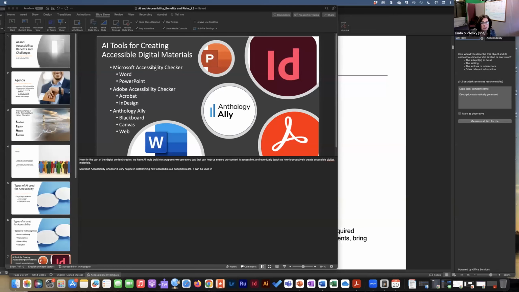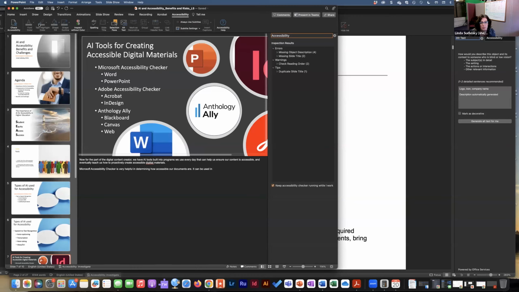So let's go back to this. I could go into my PowerPoint here, and I could go to review and use this accessibility checker here as well. This is going to have a lot of issues, and this is because I have used AI to create the cool images on the PowerPoint. I will get into more details about that in a little bit. But again, it functions the same way.